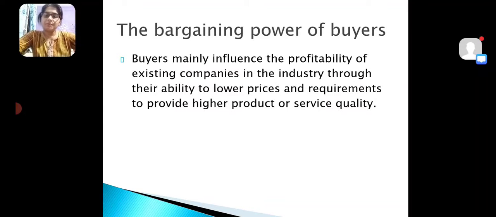But if the bargaining power of buyers is more, then you have to abide by the terms and conditions of the buyers. So again, in such an industry, you have to think once again when you are getting into it.